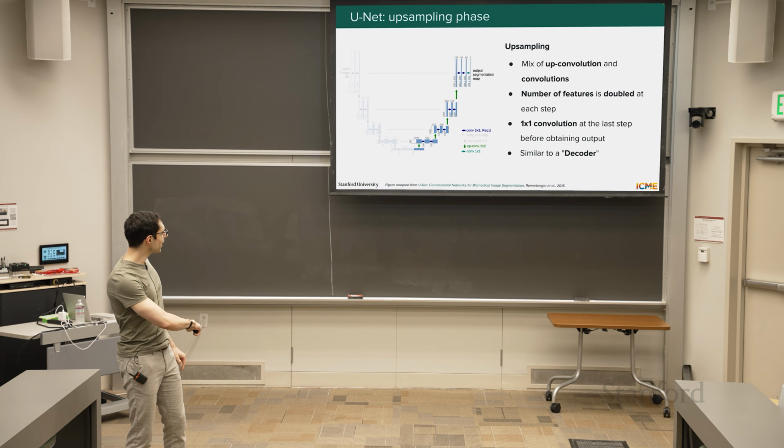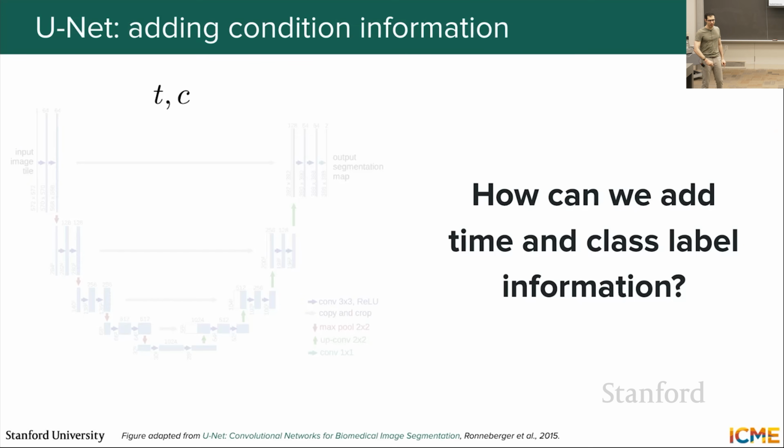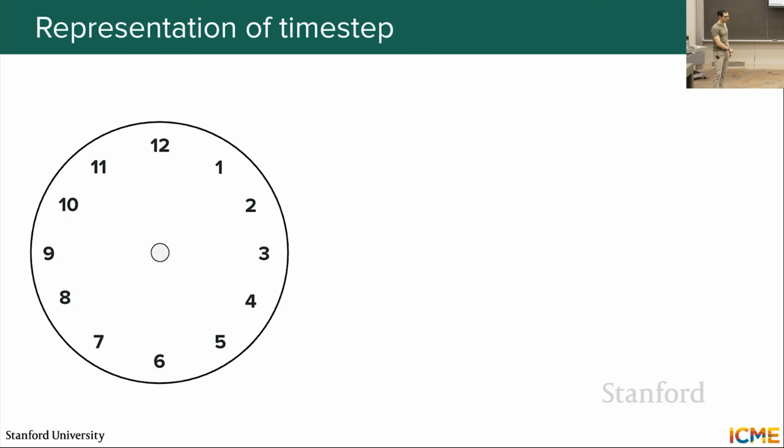So you have that model, but now you may wonder, how can you add external conditions? How can you inform your model that you're at timestep t? How can you inform your model that you want to condition it with respect to some condition? Well, that's a great question. To answer it, you first need to think about how you want to represent your timestep t and your condition c. Let's start with the timestep.